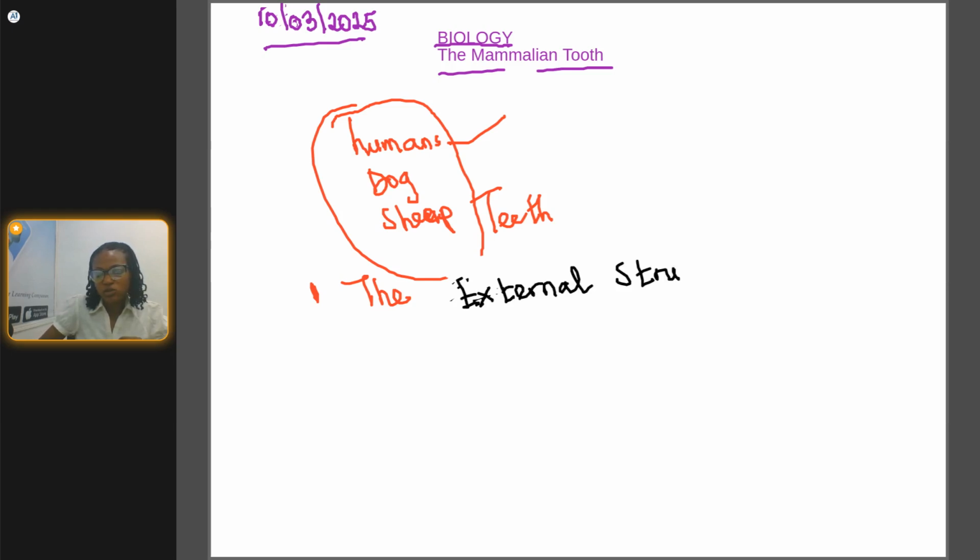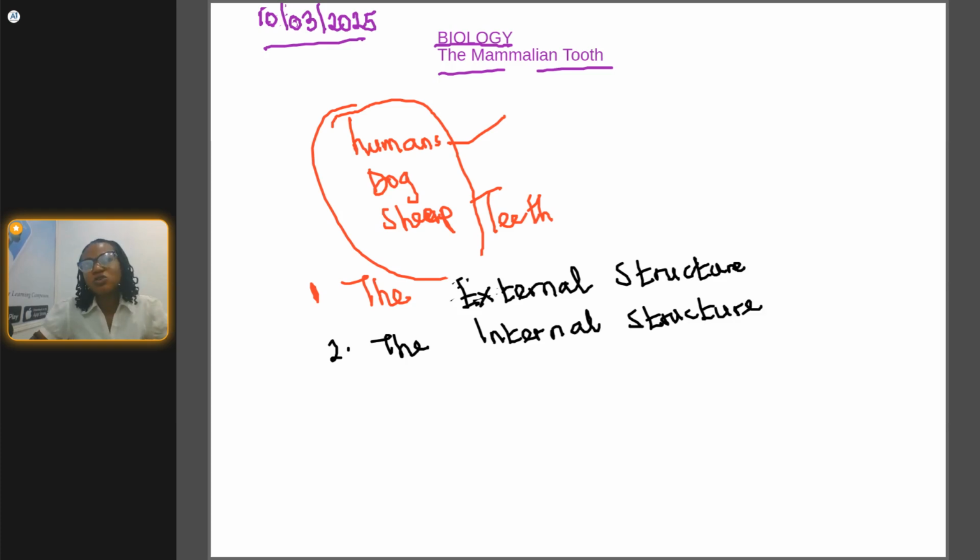When we talk of external structure, it is still your normal English word. When something is external, it means something outside, something you can see with your eyes. And when something is internal, it means something that is inside, something you may not be able to see outside. That is internal, inside; external, outside. So we are going to be looking at both the internal structure and the external structure of these three mammals' teeth.